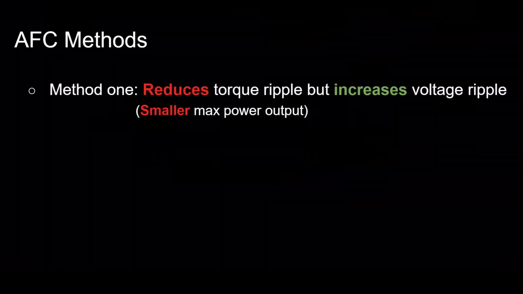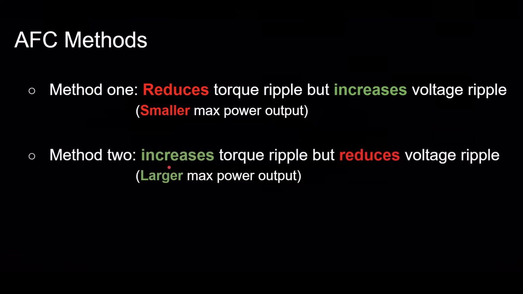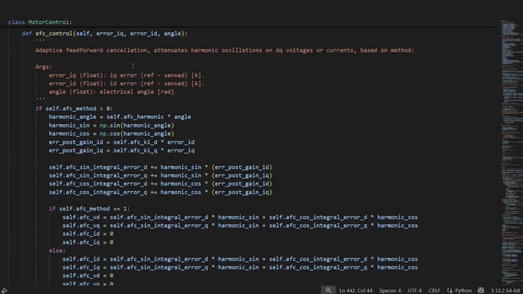Okay, so short recap. The first AFC method reduces the torque ripple, but increases the voltage ripple, which limits the maximum power output. The second AFC method slightly increases the torque ripple, but reduces the voltage ripple, allowing for higher power outputs. Let's quickly go over the AFC algorithm implementation in Python.